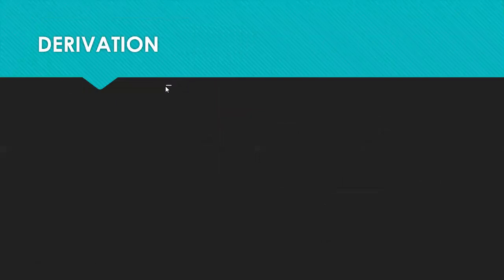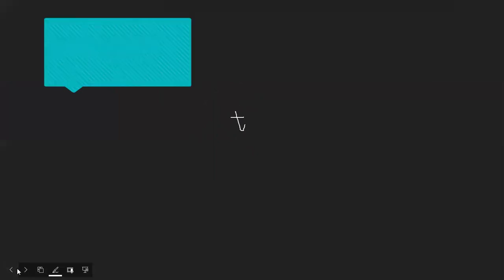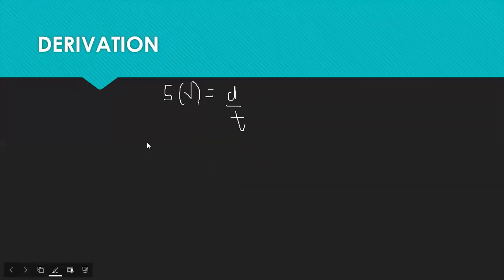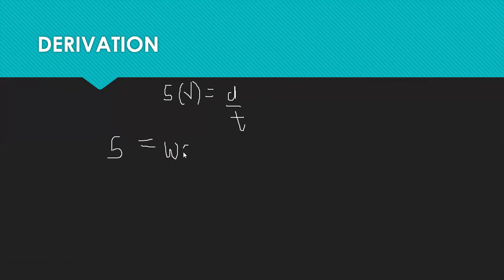So first of all, we all know that speed or velocity equals distance upon time. But for a wave, distance is the total wavelength. So speed equals wavelength upon time period.